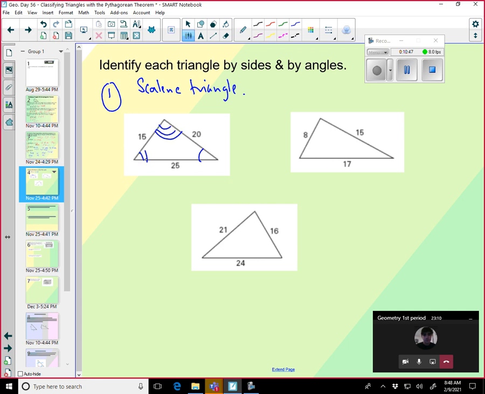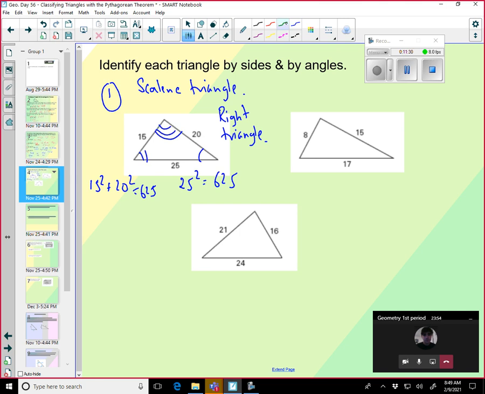Now, based on sides, let's check 15 squared plus 20 squared, what it gives, and compare it with 25 squared. 25 squared is 625, and 15 squared plus 20 squared, using the calculator, I have 625. So it's a right triangle. Okay. So it's a right scalene triangle.